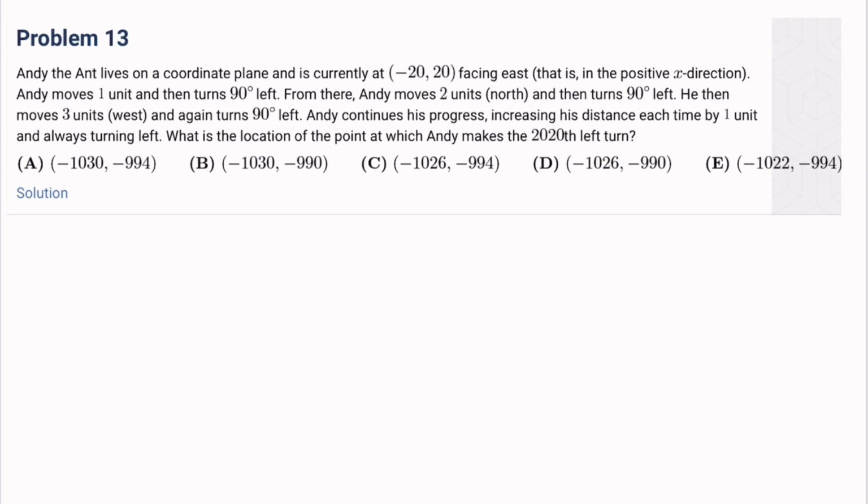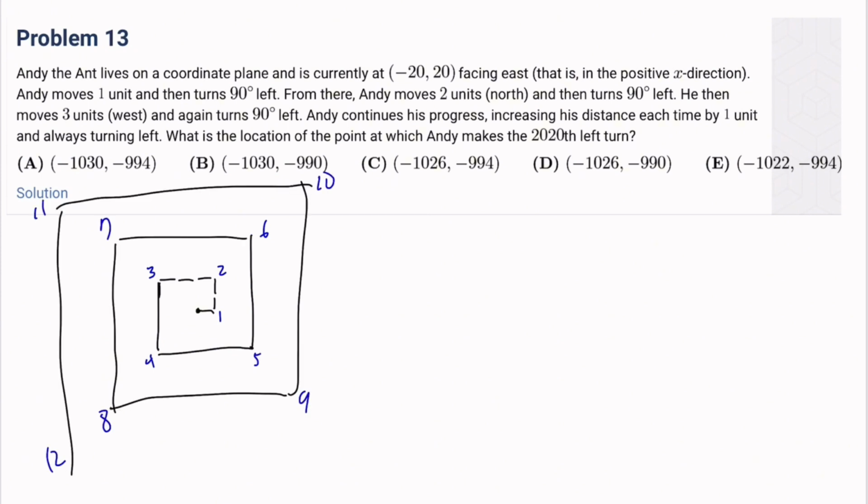Okay, so let's say that Andy starts at this point, (-20, 20). Then he would go east 1 unit, and then he would go 2 north, and then 3 west, like that, and then 4 south, and then 5 east, and then 6 north, stuff like that, right? So Andy makes his first left turn here, and I'll do it in a different color. First left turn here, second left turn here, third here, fourth here, fifth here, and sixth here, right? And so if we keep going, this will go on.